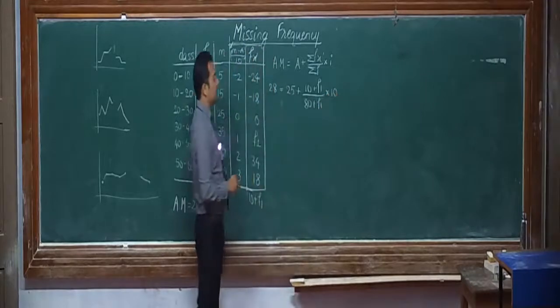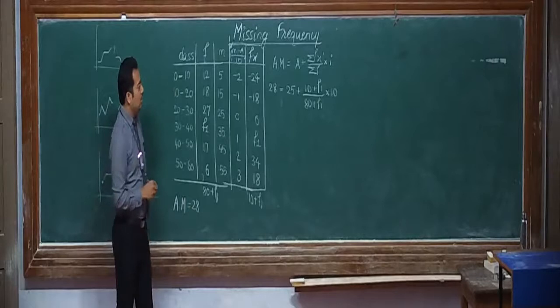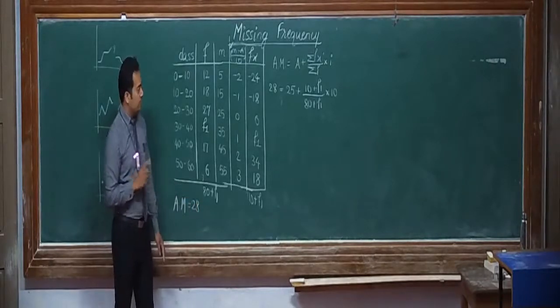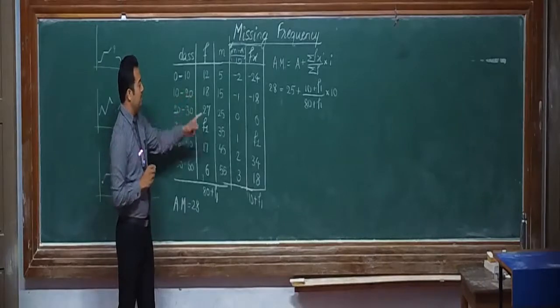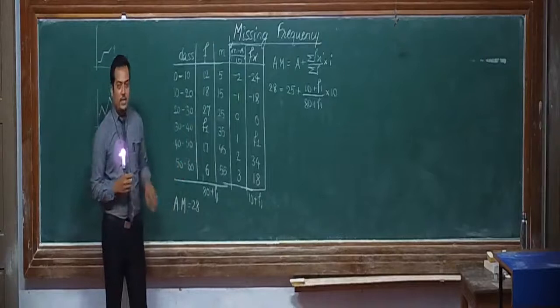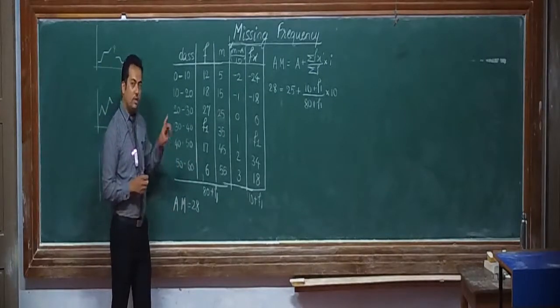So this is my substitution. 10 plus f1 is the summation of fx dash. 80 plus f1 is the summation of f. Into 10, 10 is the width of the class. 25 is our assumed mean we had considered. Then 28 is the actual mean given. Okay, so hope you have understood all the substitution.